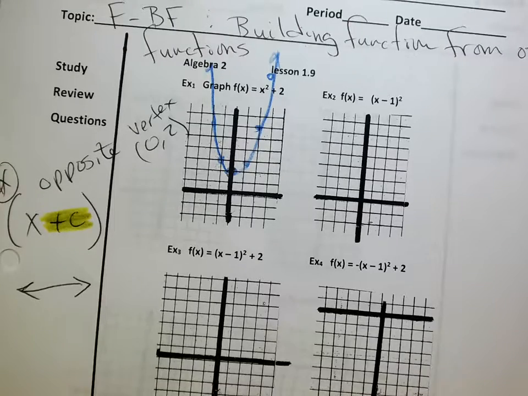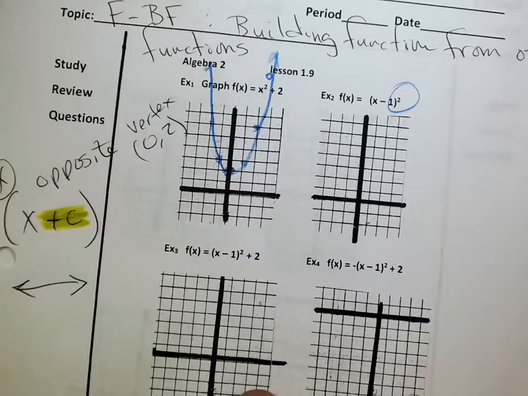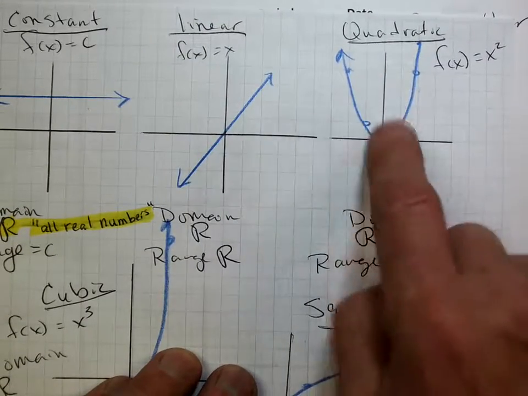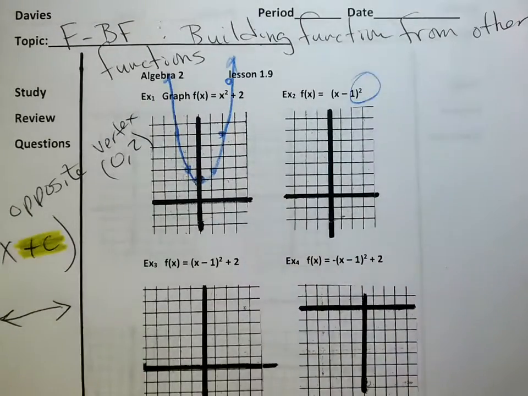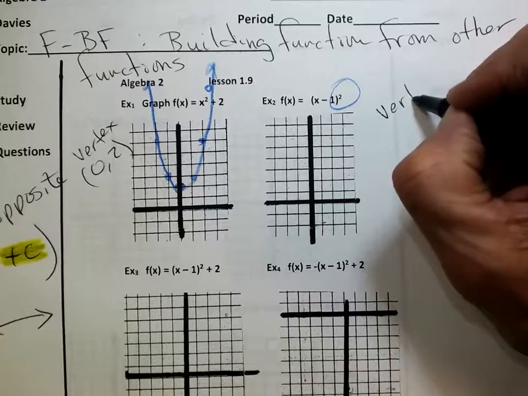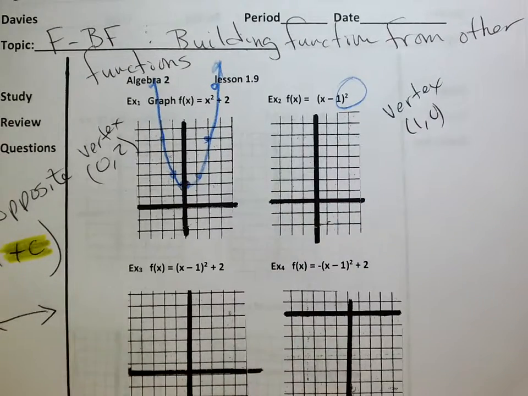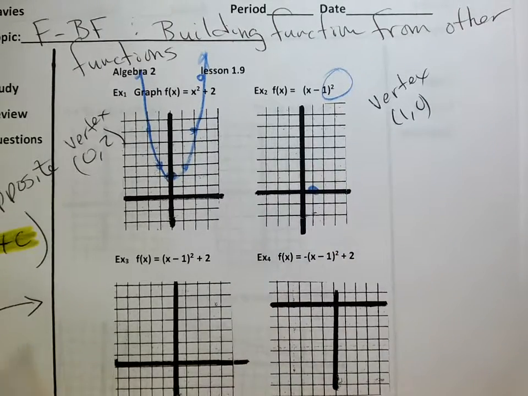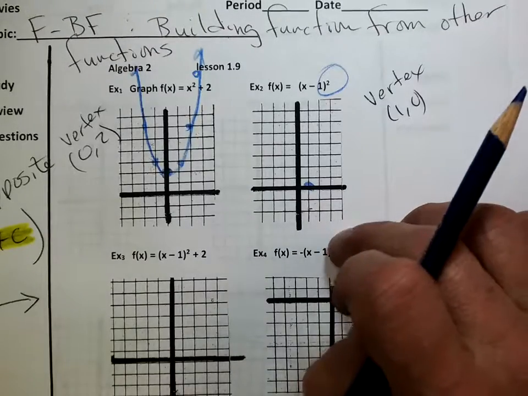Okay, example 2. It is still a parabola because of the x squared. So here's my parent function for my parabola. We're going to take this shape and simply move it to 1, 0. So its vertex is at 1, 0. So let's go to 1, 0. It's right there. And we'll do the same exact parabola, just right there, right?